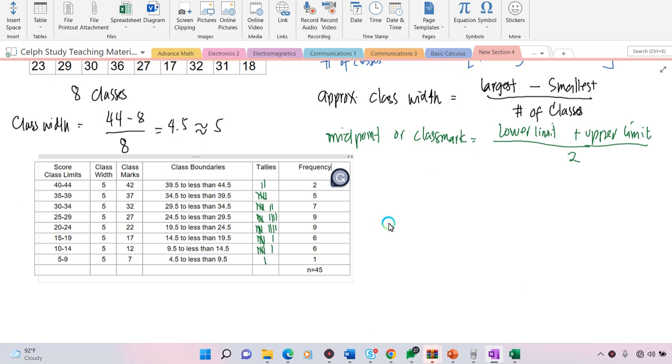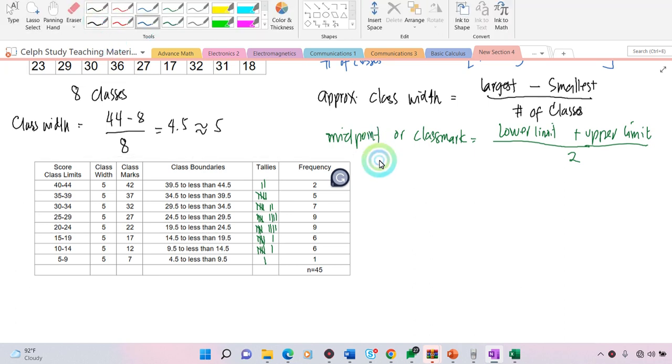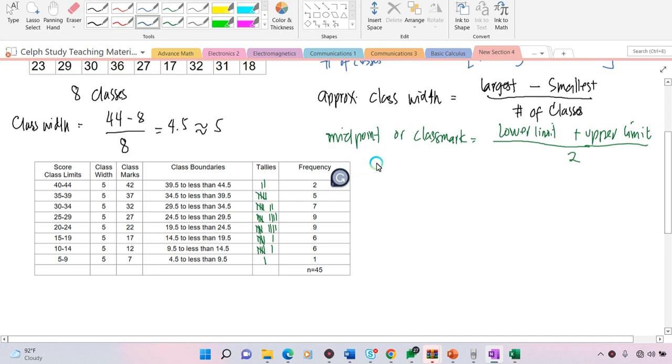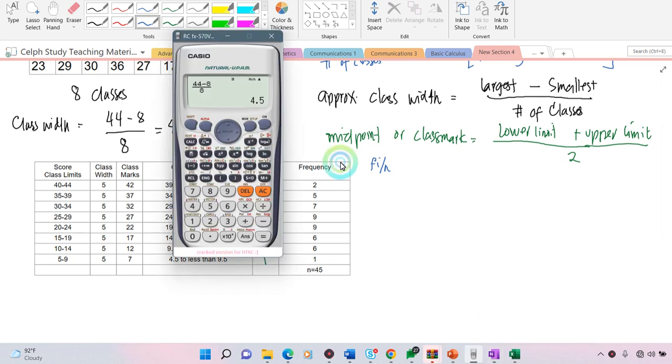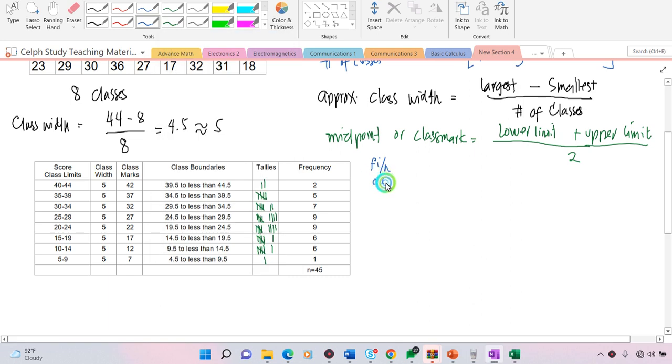Still the same formula that we will use, that is just Fi over n. So relative frequency is Fi over n. So this is the relative frequency. So that is 2 over 45. So that is 2 over 45. So that is 0.04.